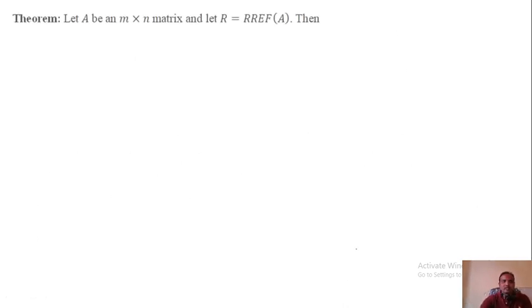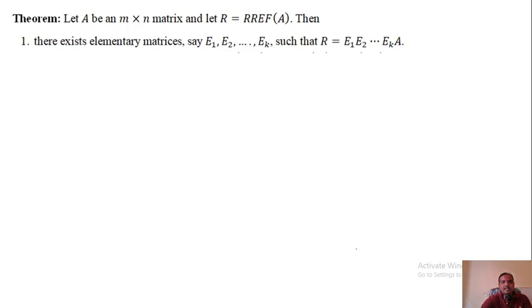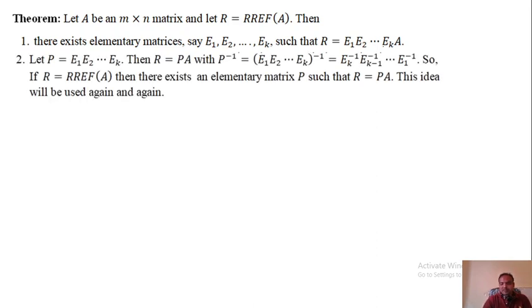Now the theorem. Let A be an m by n matrix and let R be the row reduced echelon form of A. Then there exist elementary matrices, say E1, E2, up to Ek, some k elementary matrices, such that R equals this one. Already we discussed this in the last lecture, same thing. Similarly, previously I gave B equal to EA. Now we are using a row reduced form, we are denoting it R. Let P be E1, E2, up to Ek, then R is PA. But P inverse is the product of these inverse matrices. If R is the row reduced echelon form, then there exists an elementary matrix P such that R equals PA.